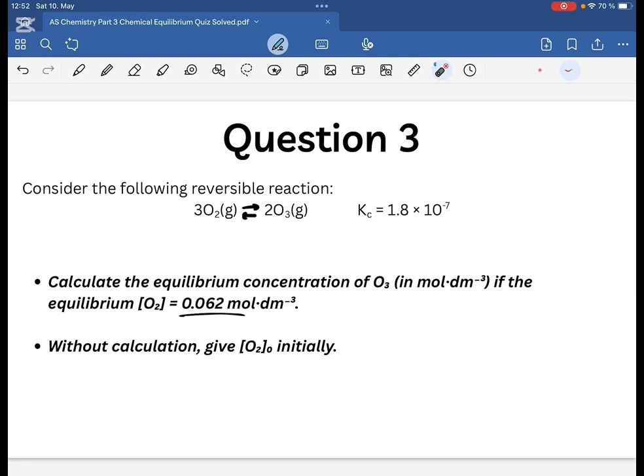Now for the next part, they said without calculation, give the concentration of O2 that's going to be initially. So we don't have to do any calculation for this part. As you can see, the Kc is very, very small. It's 1.8 times 10 to the power minus 7. So only a very small amount of O2 is going to decompose, as the reaction is not very favored. So therefore, the initial concentration of O2 is actually going to be almost the same as at the end, because we're not going to have a lot of O2 decomposing. Therefore, the O2 initially is going to be 0.062 M.